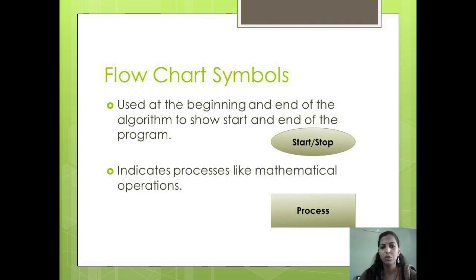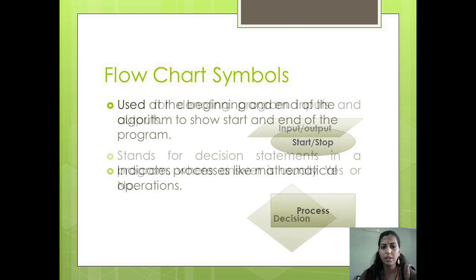Here are the flowchart symbols. The first symbol is the oval shape. It is used for the beginning and end of the flowchart. Here we can write start, begin for the starting and end, exit or stop to end the program. The next one is rectangle. It indicates the process like the calculation, the mathematical operations or assignments.